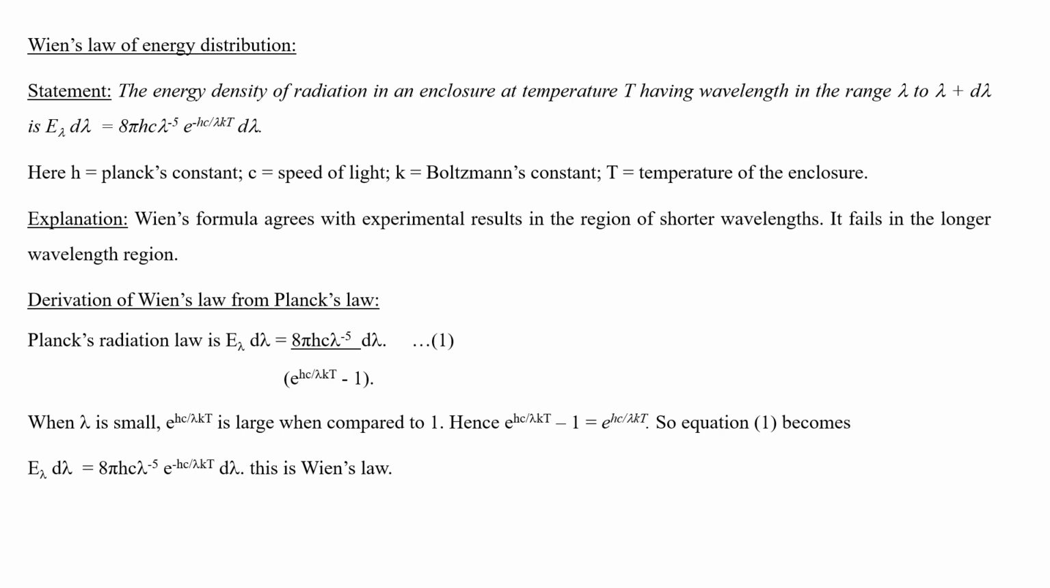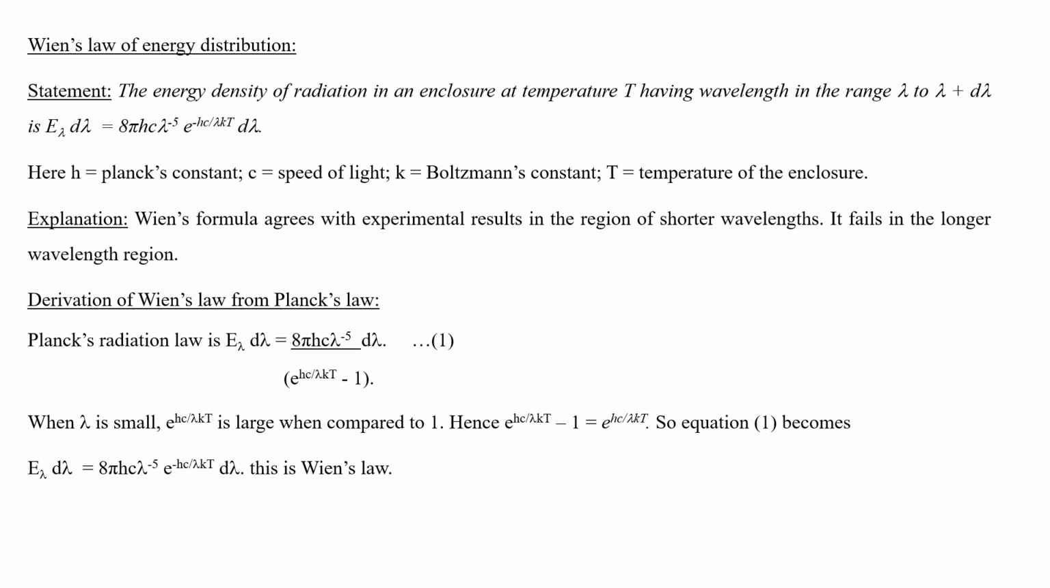So let us first discuss Wien's law of energy distribution. The statement of Wien's law is: the energy density of radiation in an enclosure at temperature T, in the range of lambda and lambda plus d lambda, is E lambda d lambda equal to 8 pi hc lambda to the power minus 5 e to the power minus hc by lambda kT d lambda. This is the total energy distribution at a particular temperature T of the enclosure. Here h is Planck's constant, c is the speed of light, k is the Boltzmann constant and T is the temperature of the enclosure.